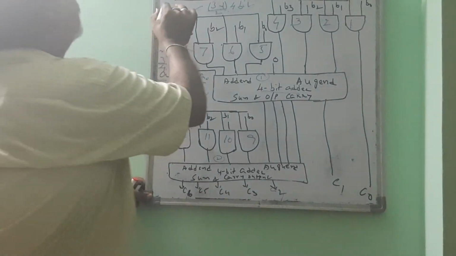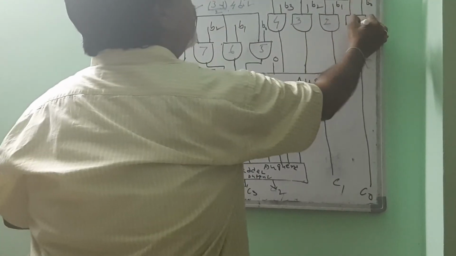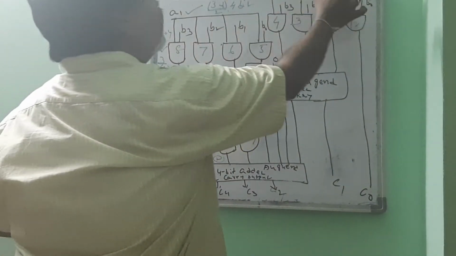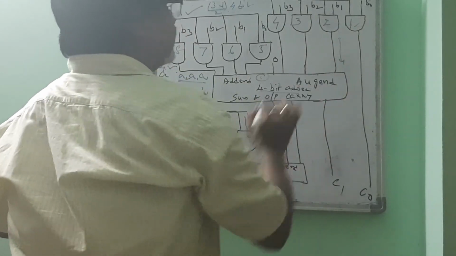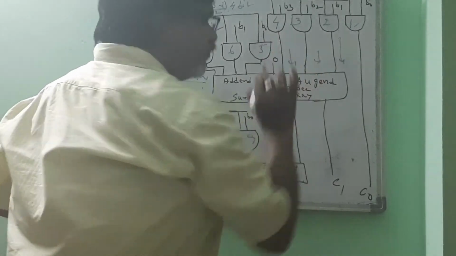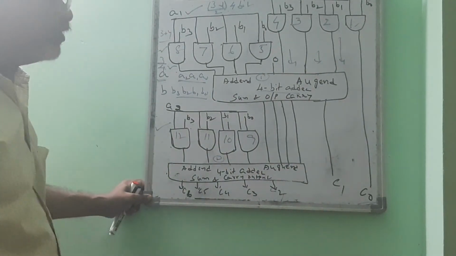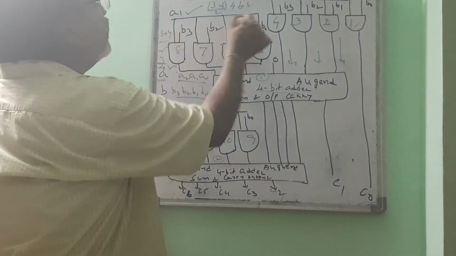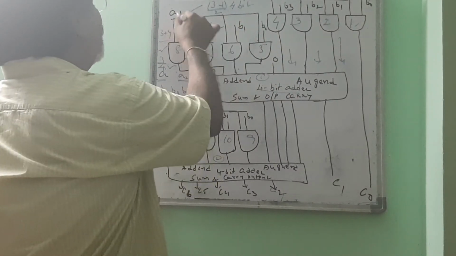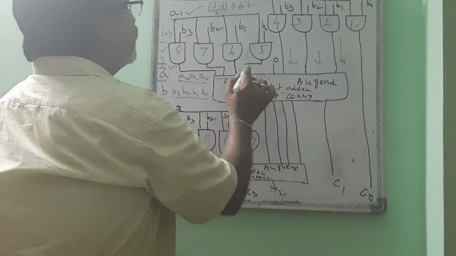Just we see. So first A0, B0 multiplied, same written as C0. And A0, B1 is one input for the first adder. A0, B2, A0, B3 is there, 3 inputs. Now here A1, B0, A1, B1, A1, B2, A1, B3. Here 4 bits are there.